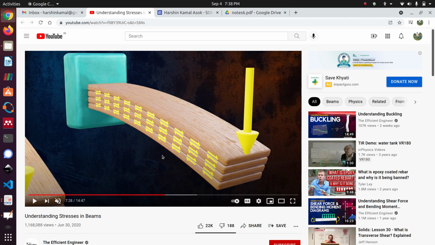If you assume that these planks are pasted to each other using gum, the action on the gum is essentially the shear stress. The glue, the gum, is supposed to cause an internal resistive force to sustain the vertical loads. So this is the basic idea of shear stresses in beams.